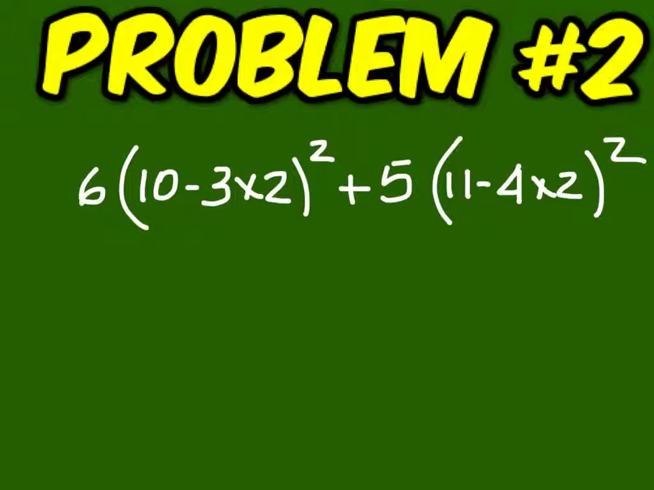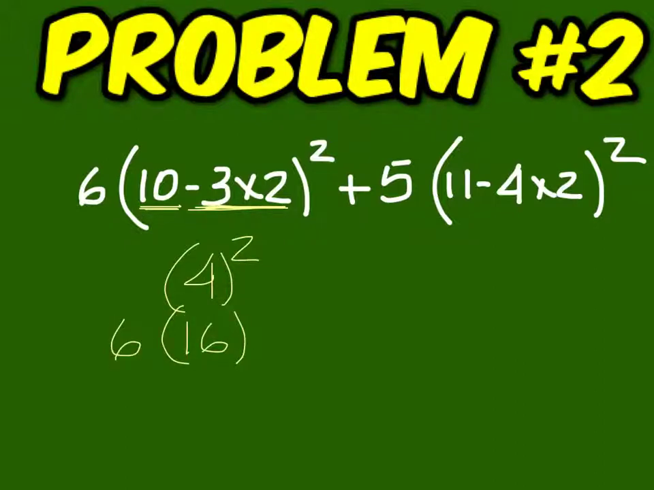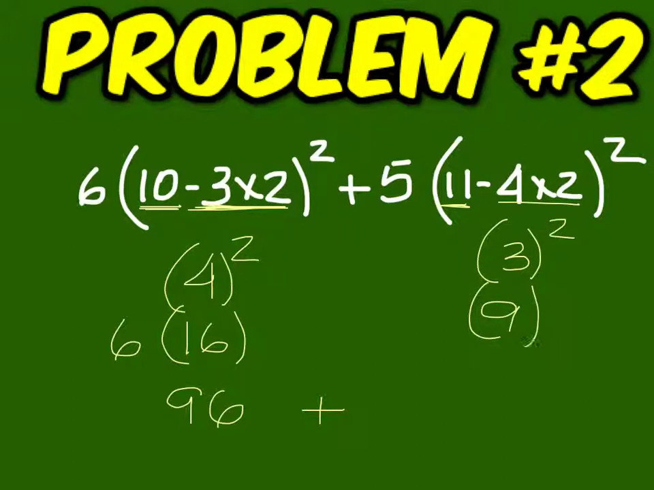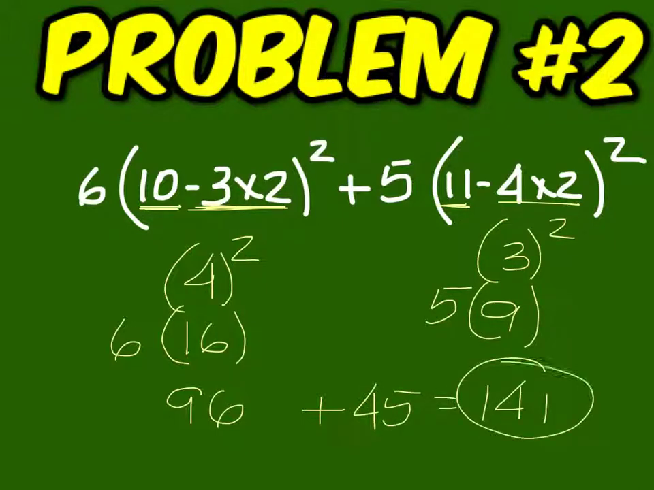The first set of parentheses should be 10 minus 6. You can't do 10 minus 3 first. You have to do 10 minus 6 to get 4, and then square that to get 16, and multiply by 6 to get 96. And then this one is 11 minus 8. That's going to be 3 squared, which is 9, and you multiply the 9 by 5 to get 45. Add those together to get 141.